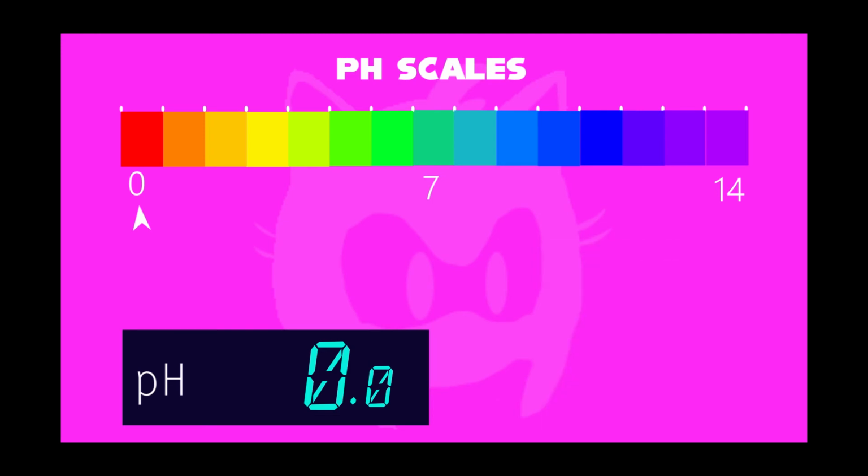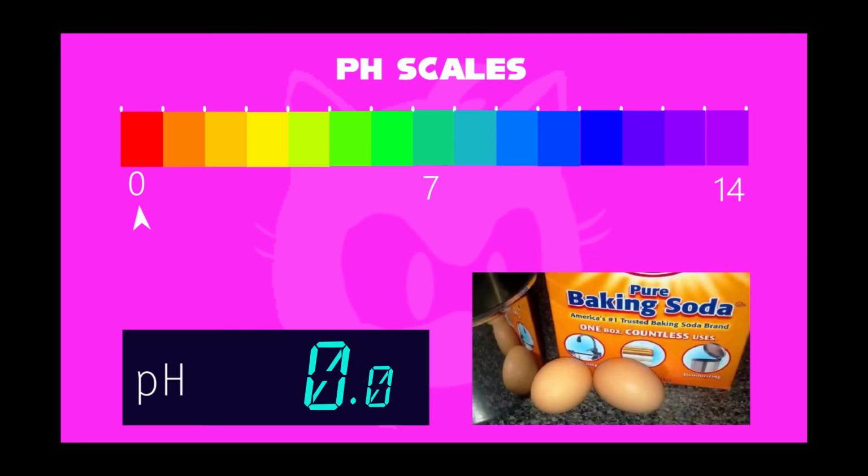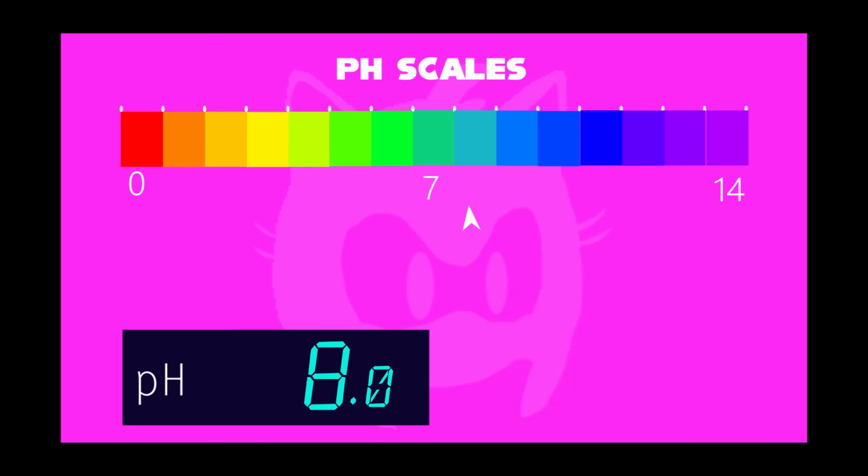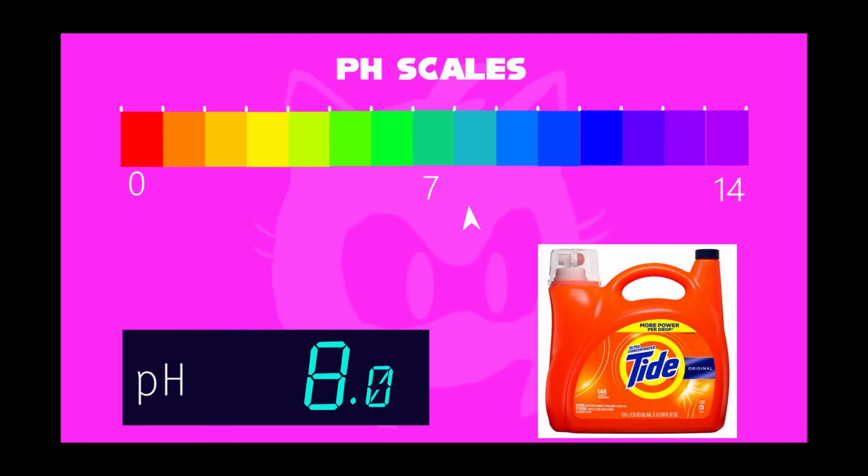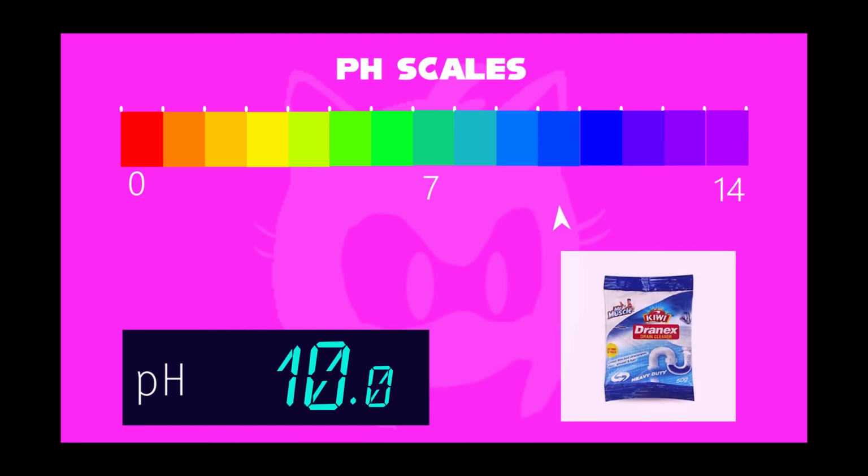On the other hand, for examples of basic: the least basic, such as eggs and baking soda, has a pH of 8. Next, a little more basic, liquid detergent, which has a pH of 10. And finally, the most basic, drain cleaner, which has a pH of 14.